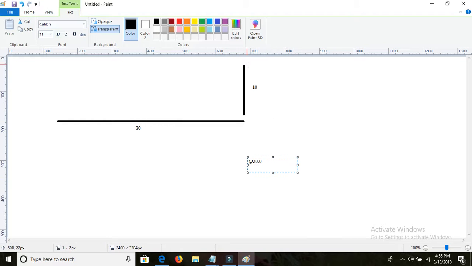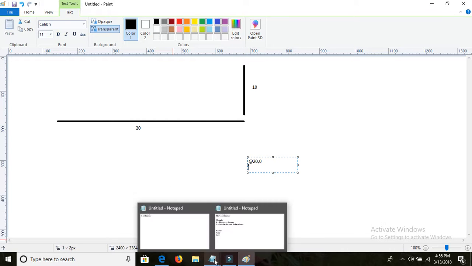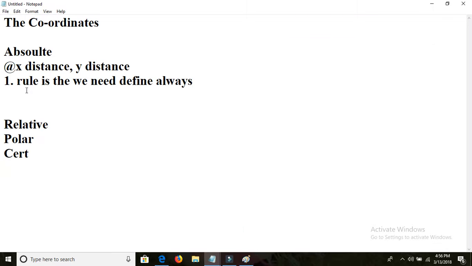Okay, done. Now I want to draw this next line segment. You can observe, see friend, that this is the point, but what is the actual rule I told you? The rule is that we need to always define the origin.